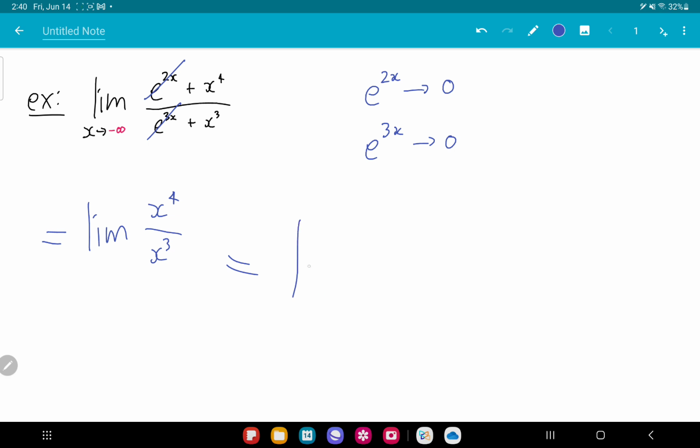Okay, so this simplifies nicely. Limit of just x. And x is going to minus infinity, so this limit is minus infinity.